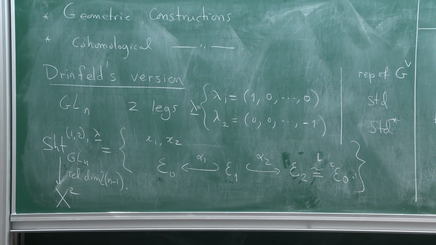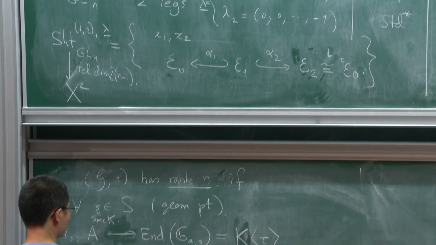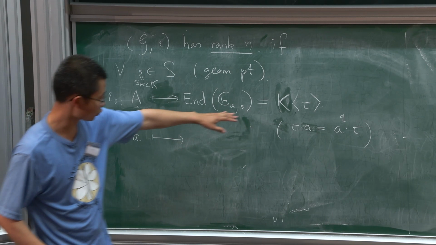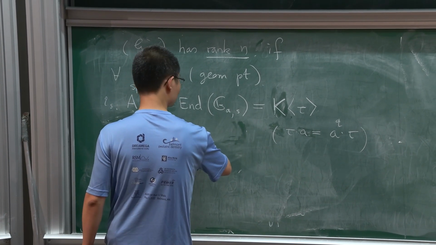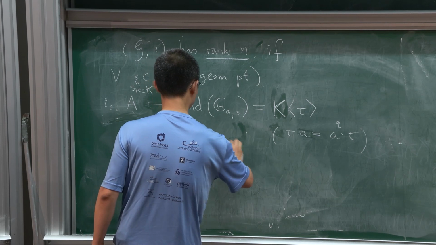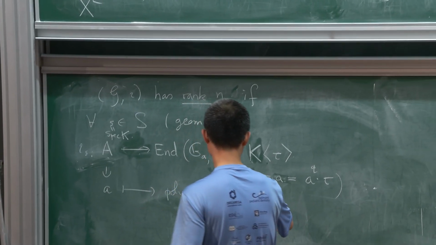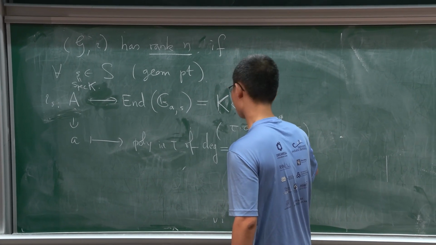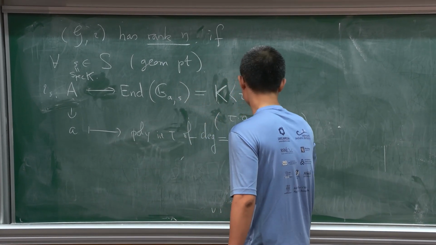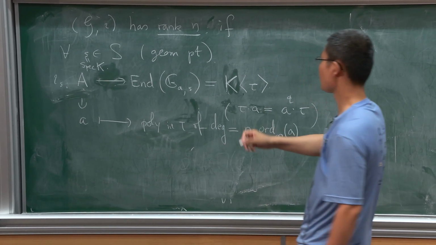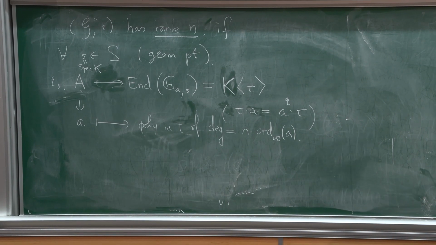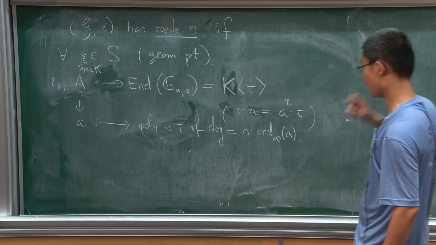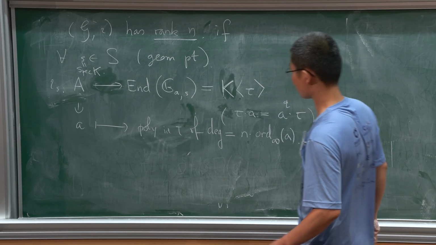Okay, so we require an element in A to go to some polynomial in tau. The condition is on its degree. Degree must be equal to n times the order of A at infinity. Okay. So A is regular away from infinity. It has some pole order. That's the order here, and then multiplied with n. N is called the rank of the Drinfeld module.